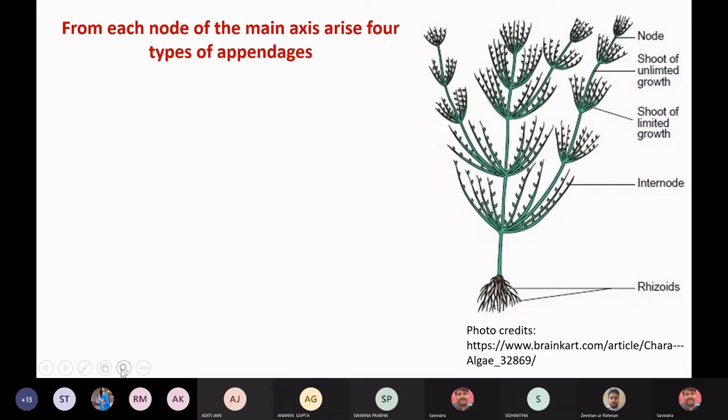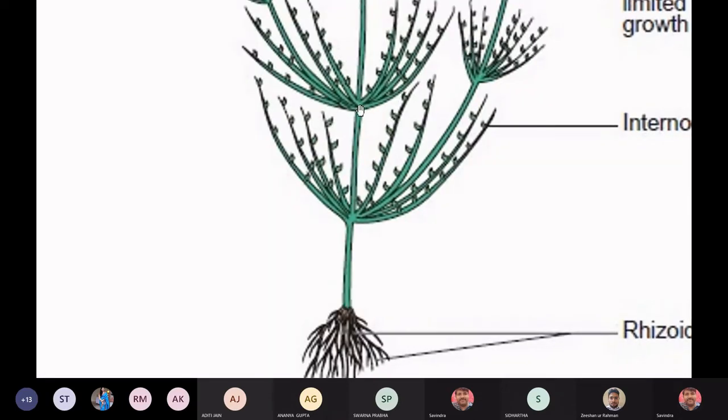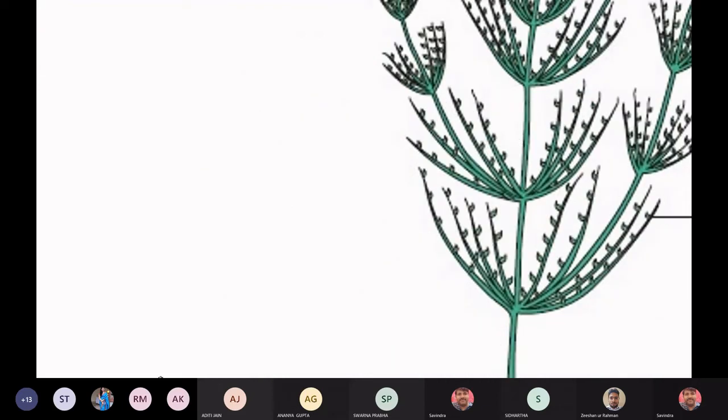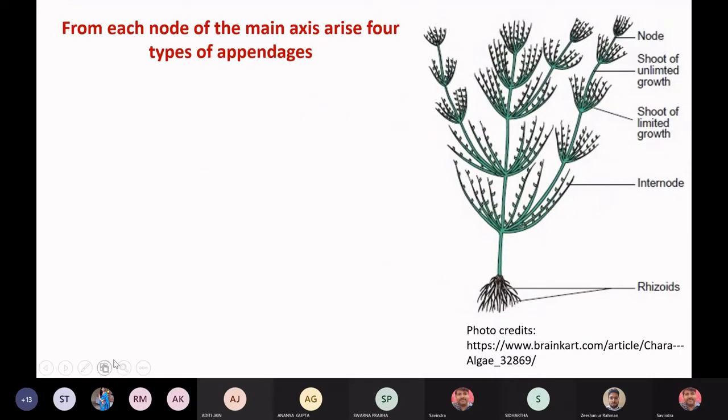From each node, this was the node, this is a node. We are talking about only the main axis. If we focus on the main axis, we will find 4 different kinds of appendages. Number 1, axillary branch or branch of unlimited growth. आप ये जो ब्रांच देख रहे हैं, is it visible to everyone? जो लंबी लंबी ब्रांचें निकल रही हैं इससे, can you see it?